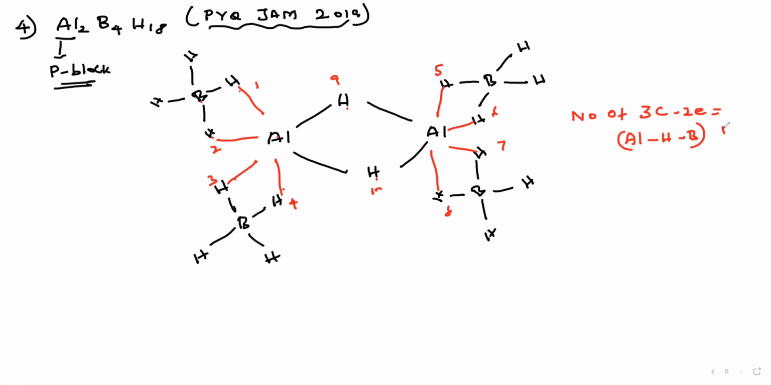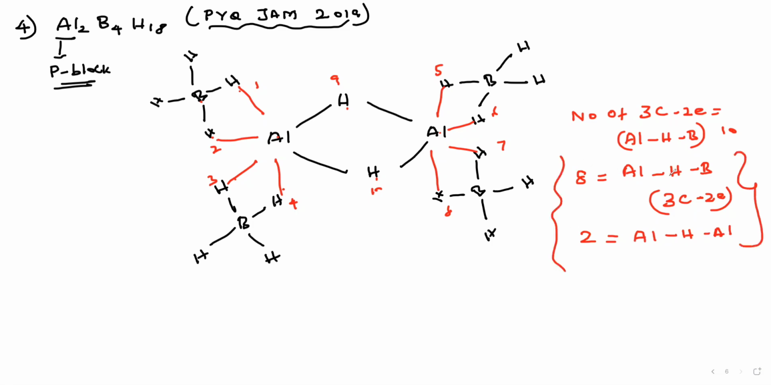Here the total is 10. In 10, 8 should be what? 8 are aluminium, hydrogen, boron, right? This bond is a 3 center 2 electron bond. The remaining 2 are aluminium, hydrogen, aluminium. Understand? Total 10 three center two electron bonds: 8 are aluminium, hydrogen, boron bonds, and the remaining 2 are aluminium, hydrogen, aluminium bonds.